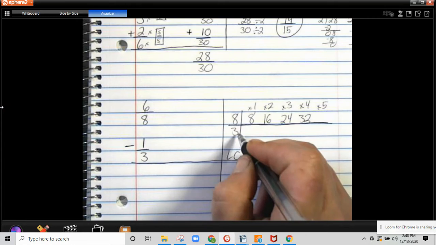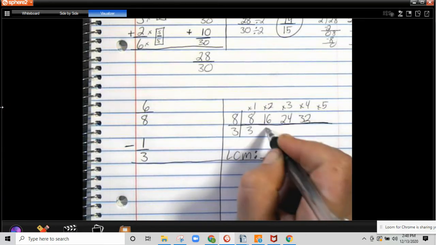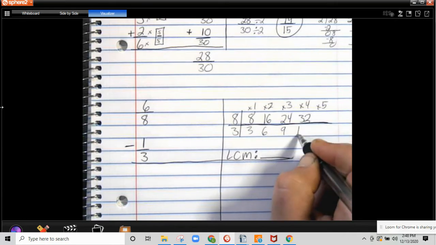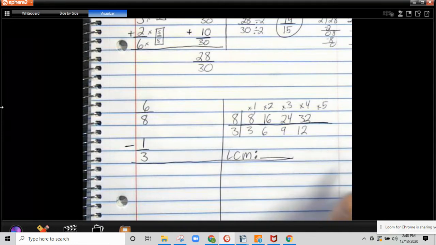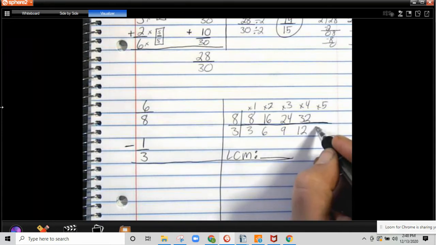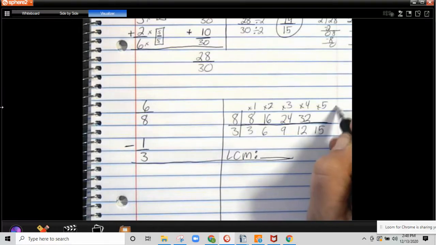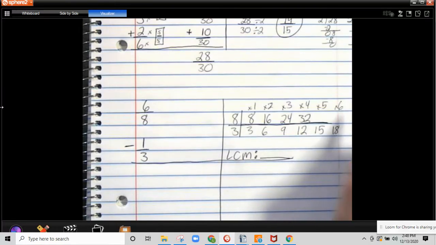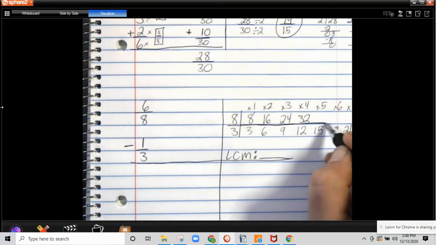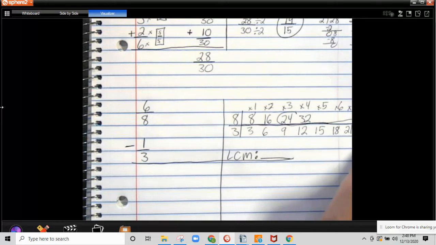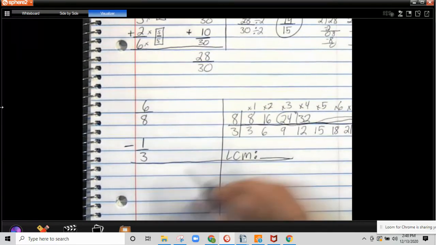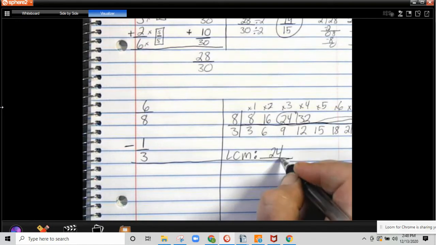Let's go by threes. 3 times 1 is 3, 6, 9, 12. Do I have a match yet? No, I don't. I need to keep going a little bit more. 3 times 5 is 15. 3 times 6 is going to be 18. 3 times 7 is going to be 21. 3 times 8 is going to be 24. Let's go up. Oh, look at that. We have a match. Okay, so our LCM here is 24.